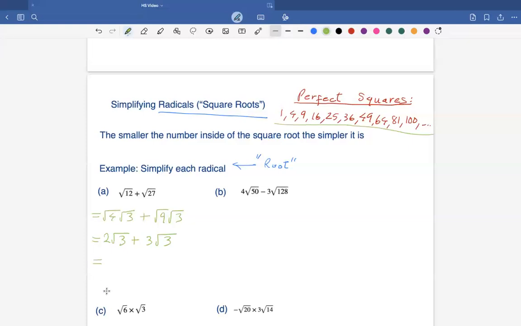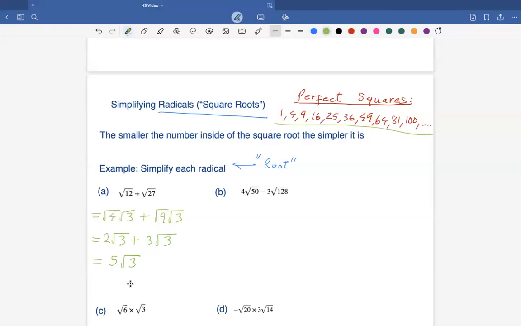Now I add these. Imagine if I told you 2 cookies plus 3 cookies. You would tell me 5 cookies. Same idea with the radicals. 2 square root 3's plus 3 square root 3's is 5 square root 3. That's how we do it.